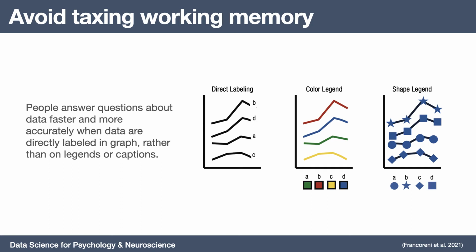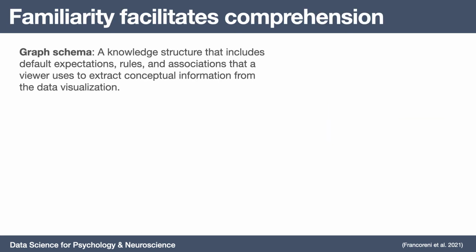Now, one way to help this tax on working memory is to work with your viewer's own priors. We know that familiarity facilitates comprehension. And what I mean by familiarity is familiarity in plotting and graphic styles. So we can define a graph schema as a knowledge structure that includes default expectations, rules, and associations that a viewer uses to extract conceptual information from the data visualization.